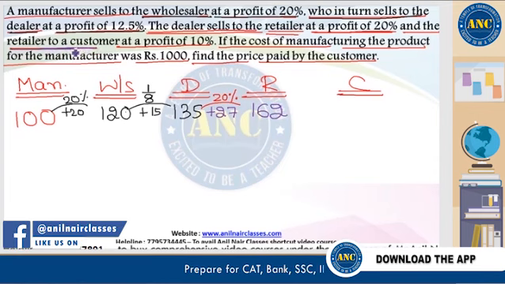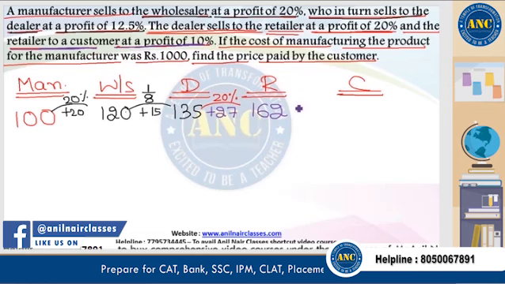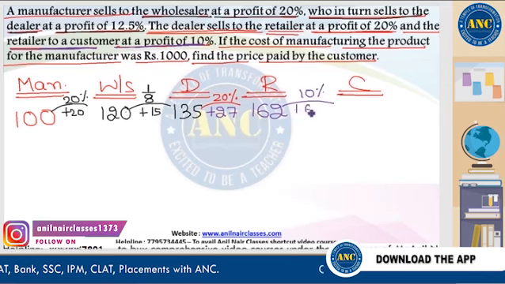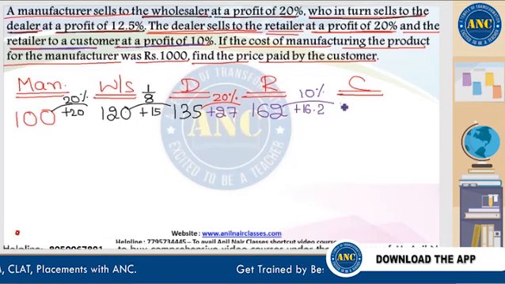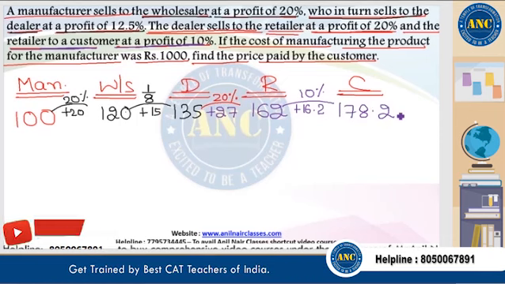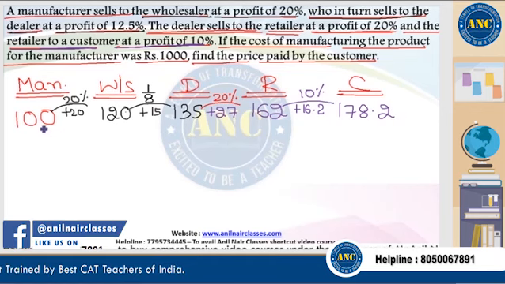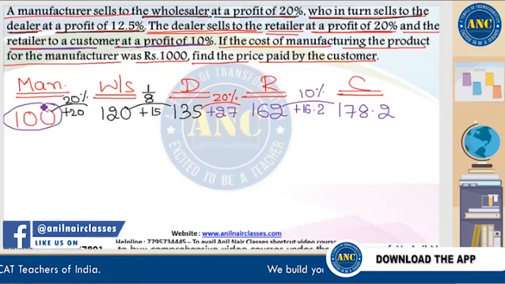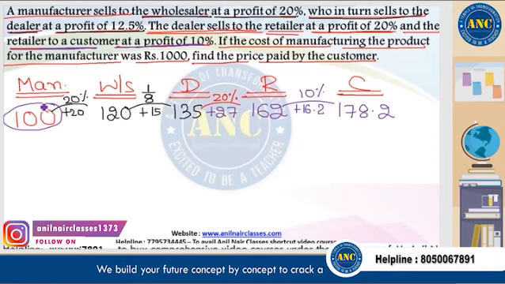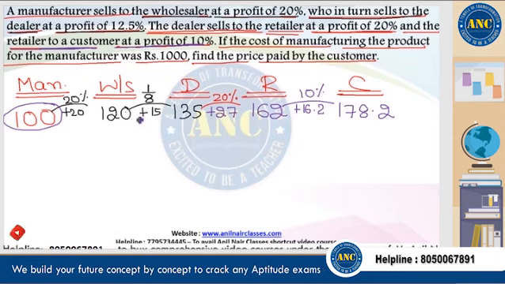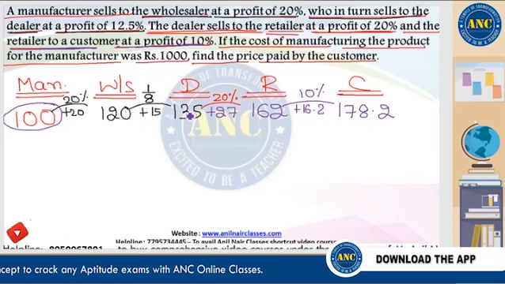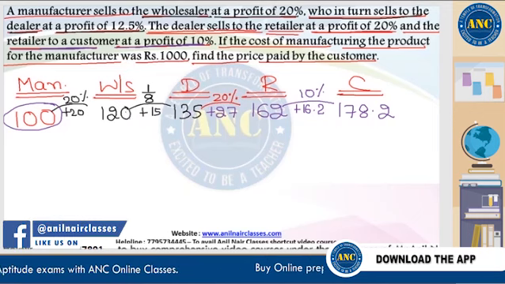And the retailer sells to the customer at a profit of 10%. 10% of 162 is 16.2. 162 plus 16.2 is 178.2. That means whatever I have written on the screen right now, I assumed this value as 100. Because of my assumption of 100 only I am getting 120. Because of 120 only I am getting 135. Whatever I have written right now is everything according to my assumption.